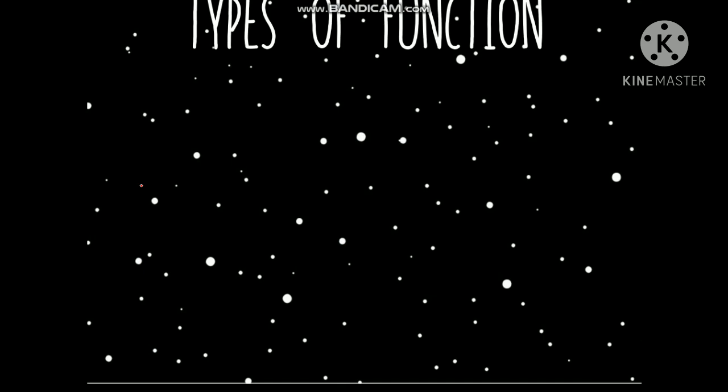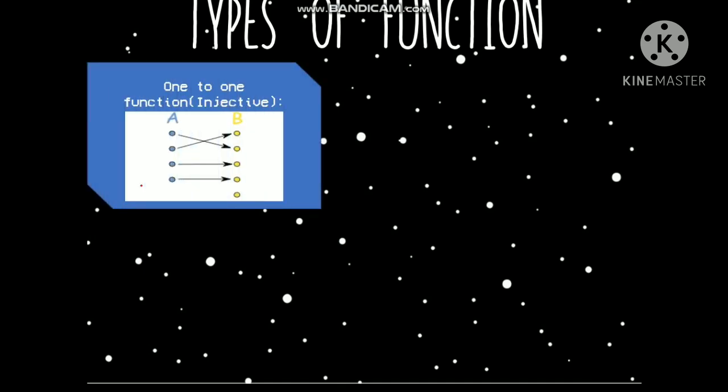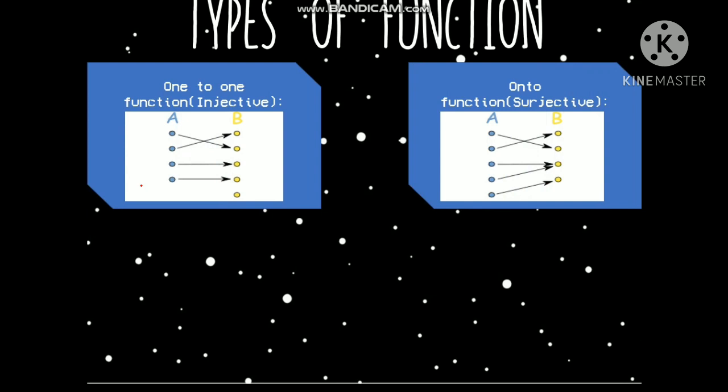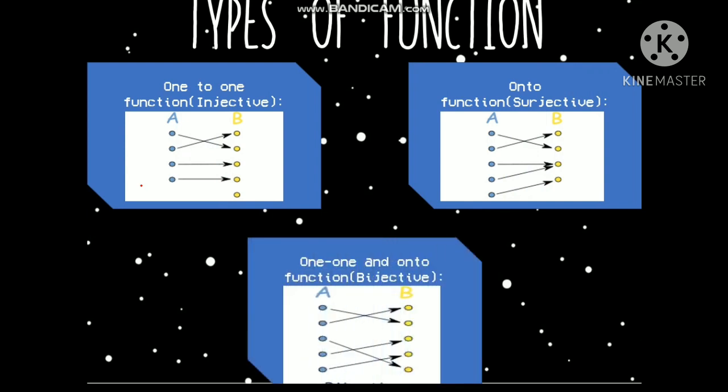Okay, the next is types of function. The first is one-to-one function or injective. The second one is onto function or surjective. And the third is one-to-one and onto function or bijective.